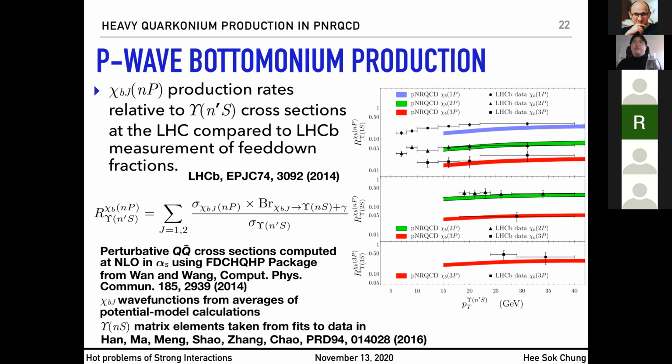What we show is the chi-bJ production rates relative to the upsilon cross-sections at the LHC, because there's a measurement of feed-down fractions by the LHCb collaboration. This is computed by this formula. We have a ratio of chi-bJ and upsilon cross-sections multiplied by branching ratios of chi-bJ going to upsilon. Again, the agreement is pretty good, with the exception of the 1P to 1S feed-down fraction. That is possibly because the 1P is probably too close to the ground state. That's the assumption that it is strongly coupled may not be so valid.